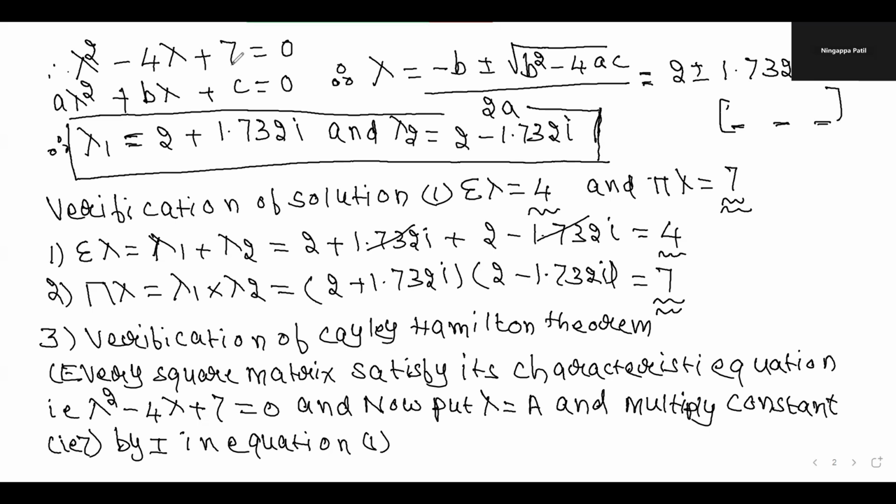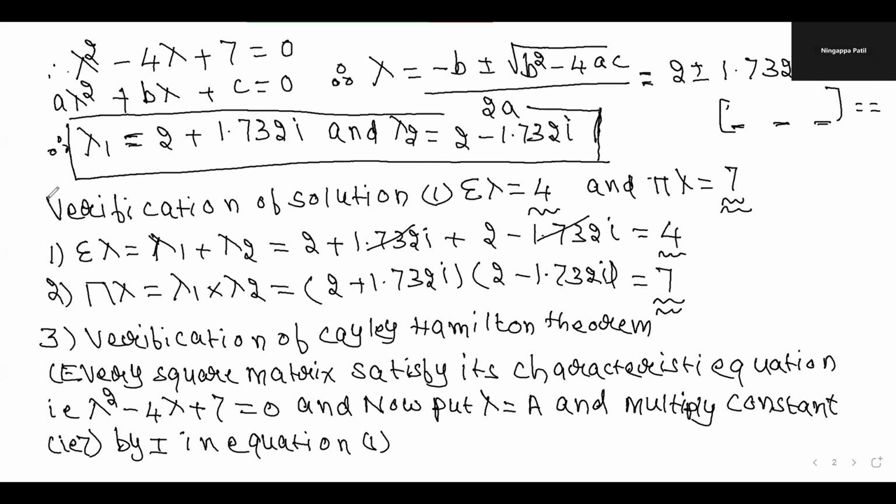Now, the constant term. What is the constant term? 7, and press equal. Then press the equal button once more, and on the display of the calculator you get 2 plus or minus 1.732i. These are the values of lambda you are getting. First one is lambda 1 equals 2 plus 1.732i, and lambda 2 equals 2 minus 1.732i. These are the characteristic roots.